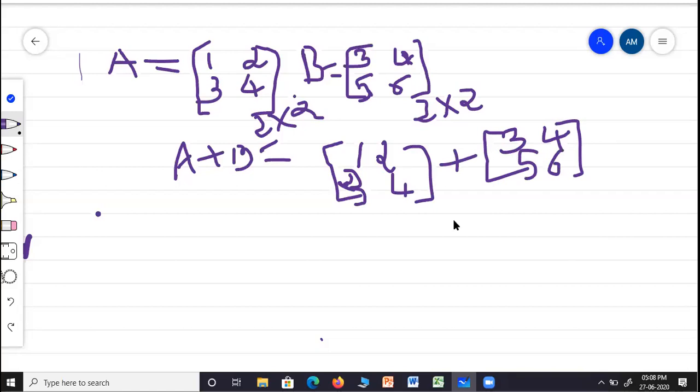So now you can add these two matrices. First of all, we add the element of first row, first column from both the matrices. So 1 plus 3 is equal to 4. Then first row, second column, 2 plus 4, that is equal to 6. Then 3 plus 5, that is equal to 8. And 4 plus 6, that is equal to 10. So this is the answer of A plus B. I hope now it is clear.